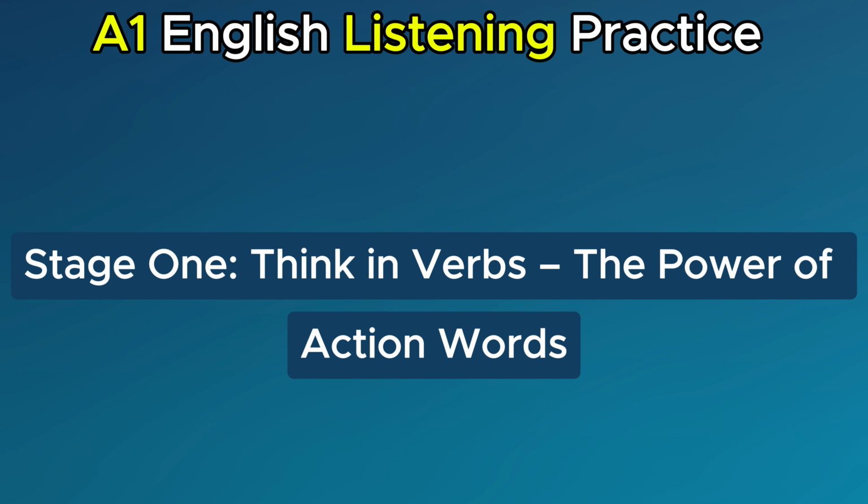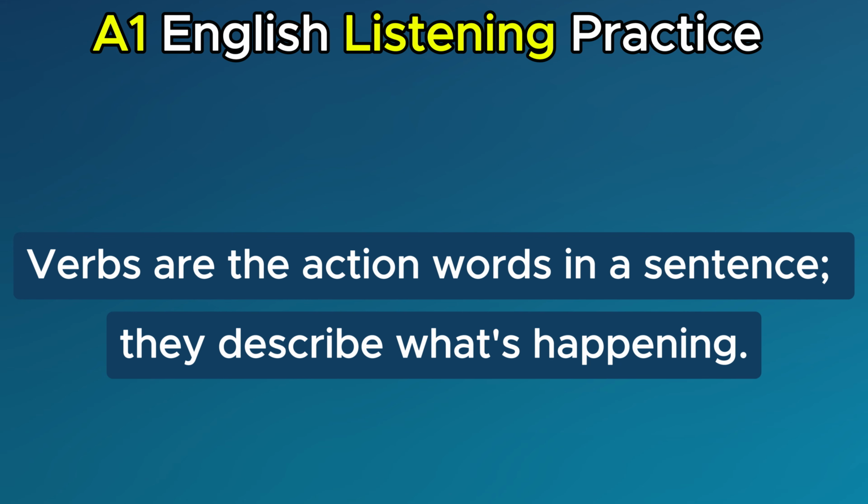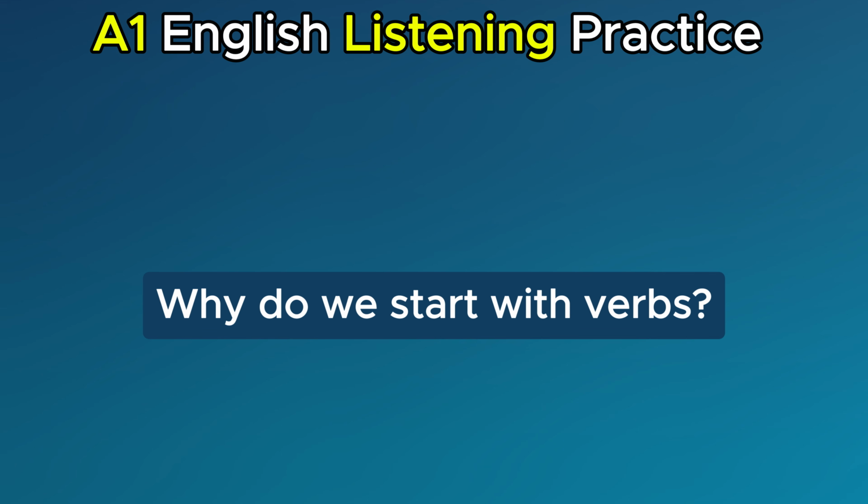Stage 1, think in verbs. The power of action words. The first stage of learning to think in English is to focus on verbs. Verbs are the action words in a sentence. They describe what's happening. Why do we start with verbs?